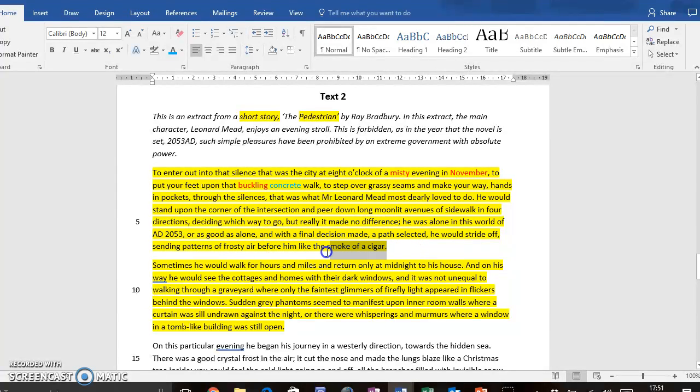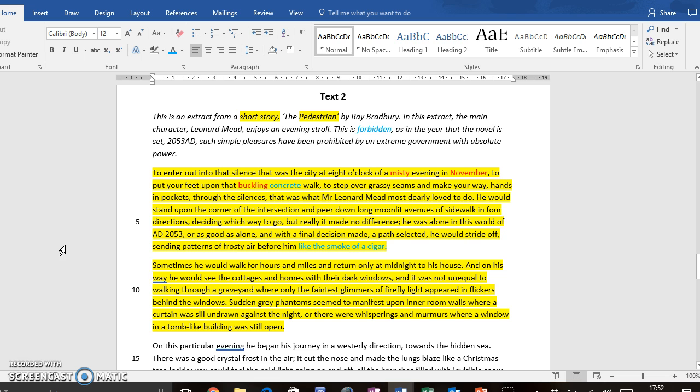And that long complex sentence ends with a really lovely image. "He would stride off, sending patterns of frosty air before him like the smoke of a cigar." Of course there's a really lovely use of a simile there, and you want to explain what that effect is. Why a cigar? Does a cigar have connotations of being sort of forbidden contraband? Is he strolling off and leaving a foul scent, having a polluting effect on those surroundings because he's doing something that is forbidden in a way, so he's morally polluting the surroundings?